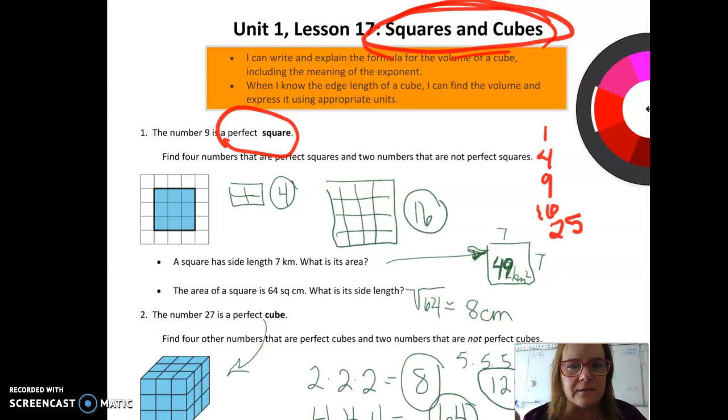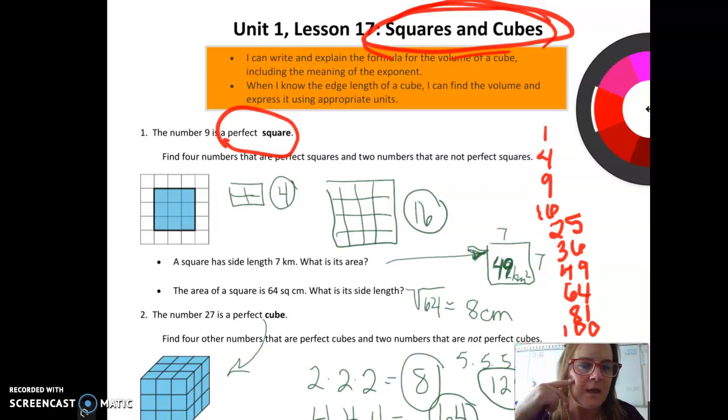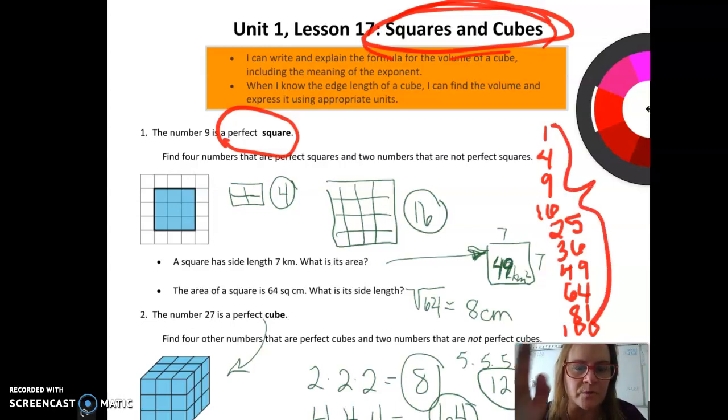6 times 6 is 36. Excuse me. So 36 is a perfect square. 7 times 7 is 49, so 49 is a perfect square. 64 is a perfect square, that's 8 squared. 81 is a perfect square, that's 9 squared. And 100 is a perfect square, that's 10 squared. And of course we can keep going, but these are really important ones, and they're good ones to memorize.